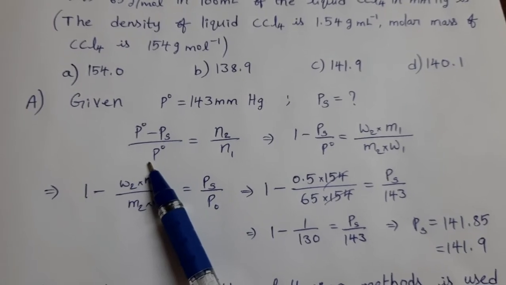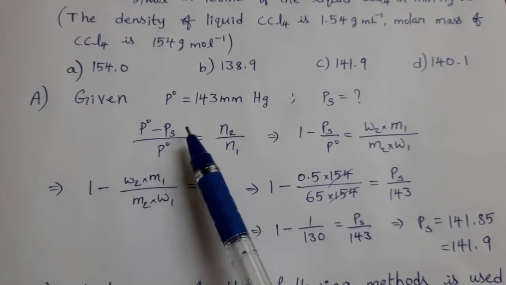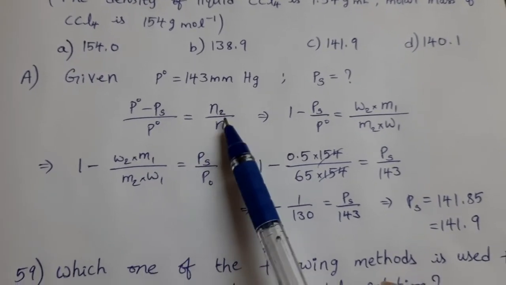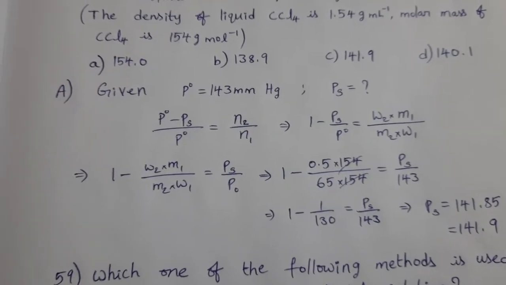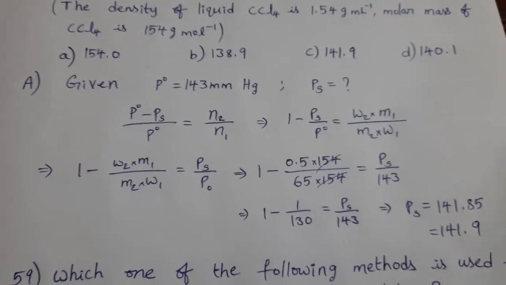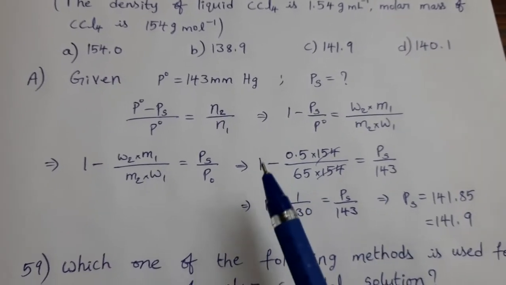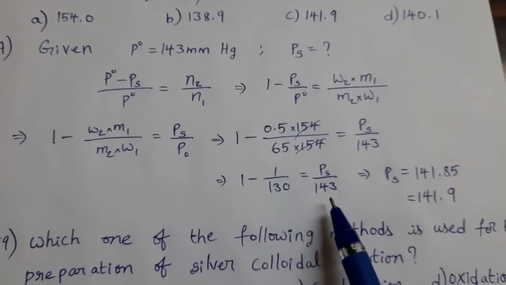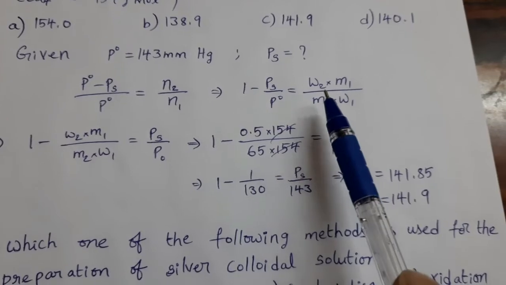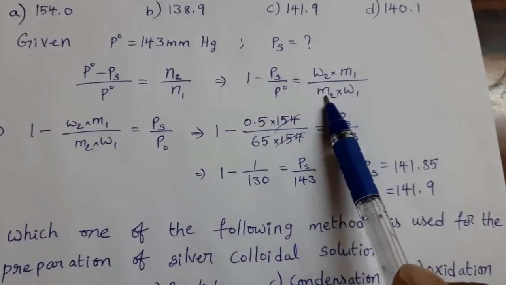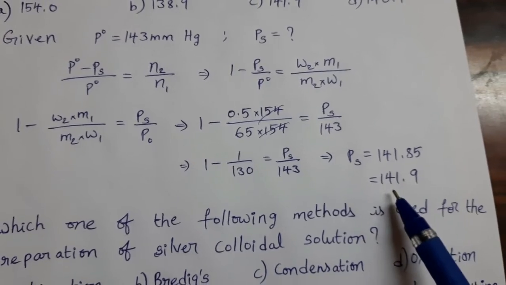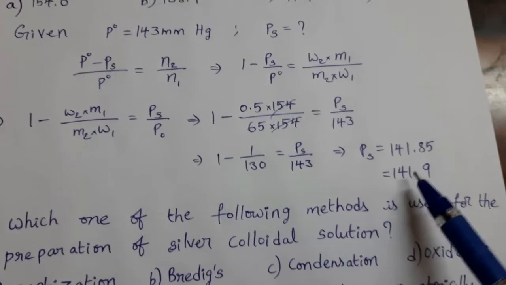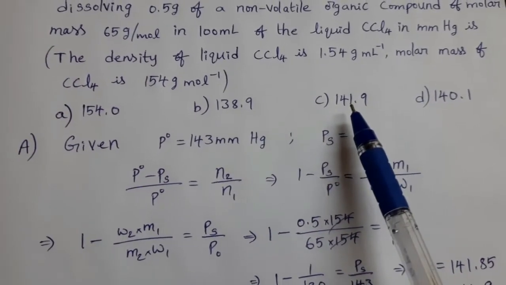According to relative lowering of vapor pressure, the formula is (P naught minus Ps) divided by P naught equal to n2 by n1. n2 is number of moles of solute, n1 is number of moles of solvent. Here vapor pressure of the solution we want. For that, we write Ps on one side, remaining on the other side, then substitute the values W2, M1, M2, W1. Then we can get vapor pressure of the solution, 141.9 mmHg. So what is the option? Option C is the answer.